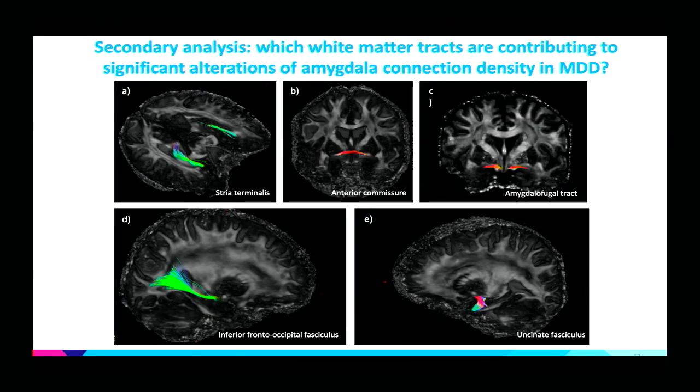So one of the things that we can follow on from this analysis is to manually isolate each of these 5 tracts, the stria, anterior commissure, amygdala-fugal tract, the visual connection, and the uncinate, to try and tease out which one of these particular white matter tracts are contributing to these significant changes in MDD.